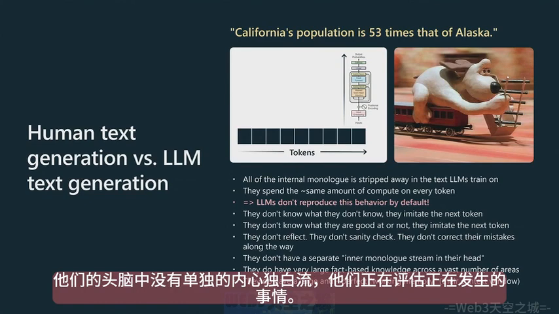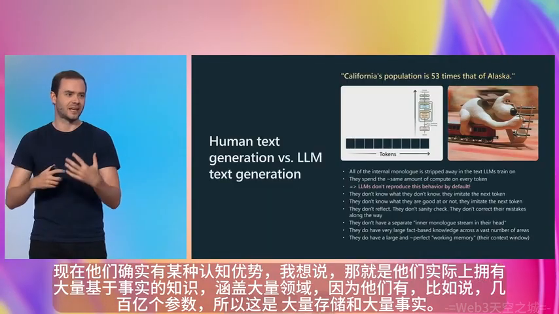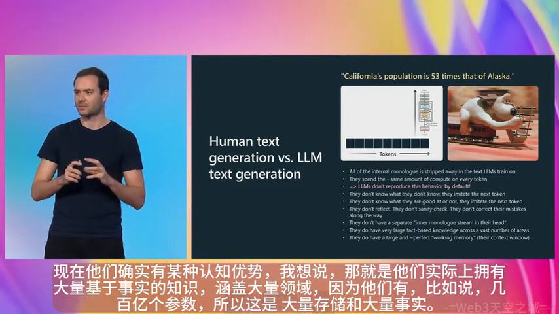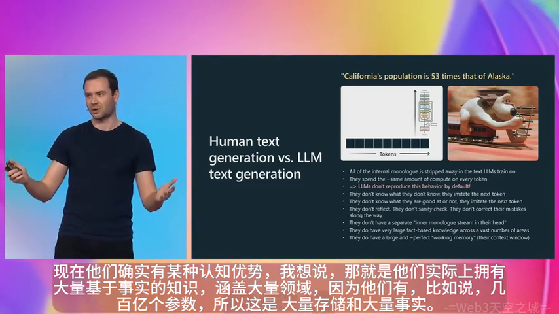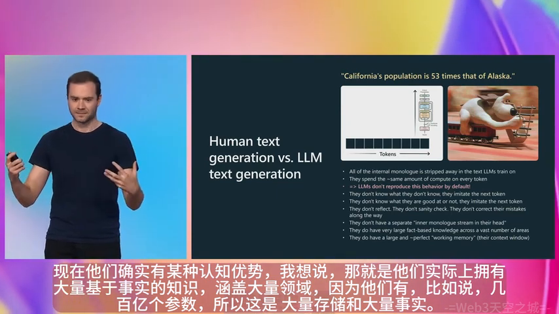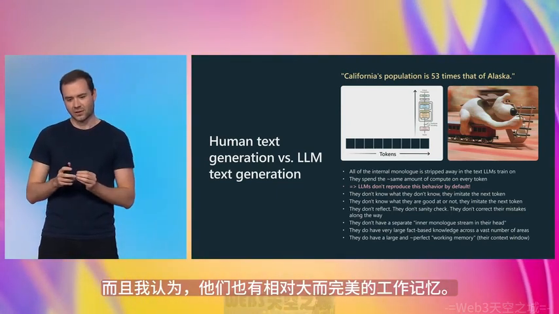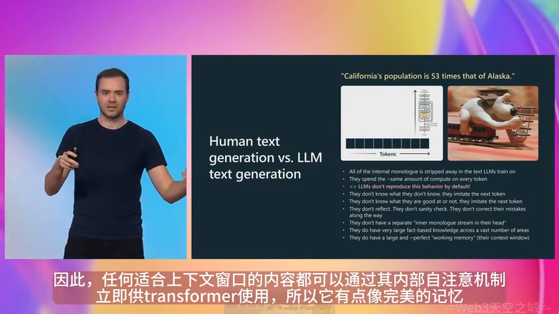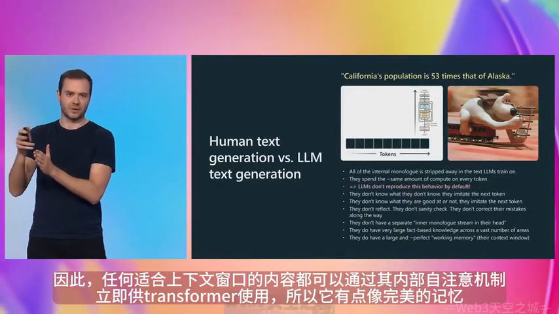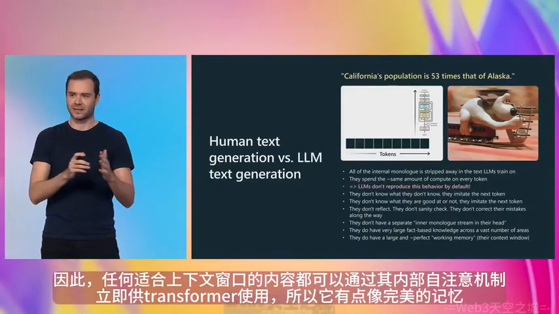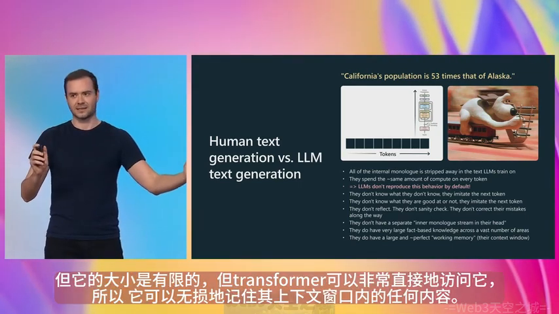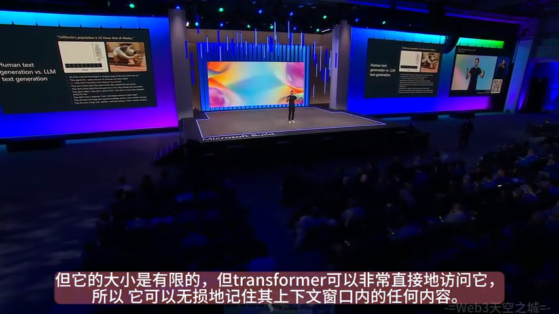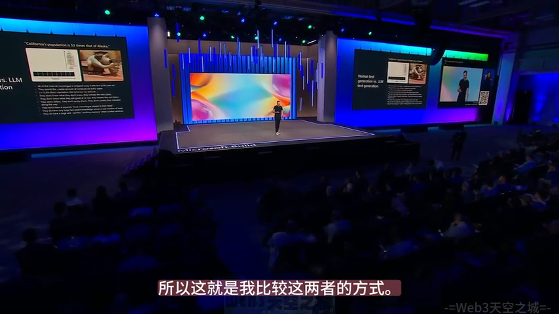They're evaluating what's happening. Now, they do have some cognitive advantages, I would say, and that is that they have very large fact-based knowledge across a vast number of areas because they have, say, several 10 billion parameters, so that's a lot of storage for a lot of facts. And they also, I think, have a relatively large and perfect working memory. So whatever fits into the context window is immediately available to the transformer through its internal self-attention mechanism. And so it's kind of like perfect memory, but it's got a finite size. But the transformer has very direct access to it, and so it can losslessly remember anything that is inside its context window. So that's kind of how I would compare those two.